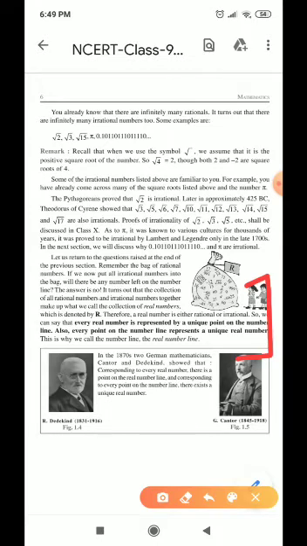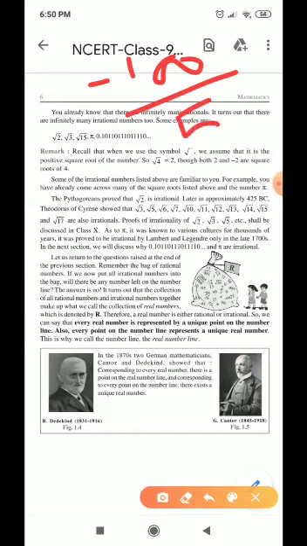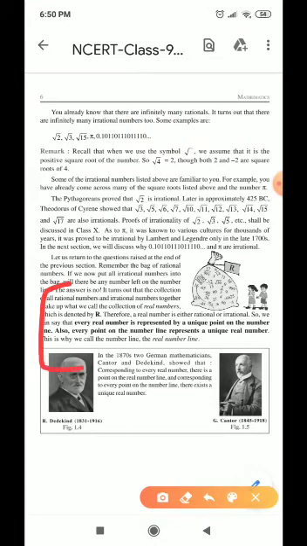Plus 1 has a unique place on the number line. Minus 1 has a unique place on the number line. Minus 3 upon 5 has a unique place on the number line. Suppose I am writing minus 100 upon 5, this number also has a unique place on the number line. So we can conclude that every real number is represented by a unique point or unique place on the number line.